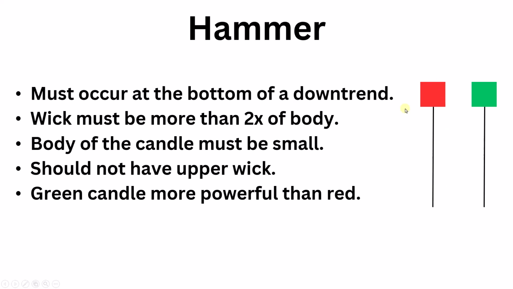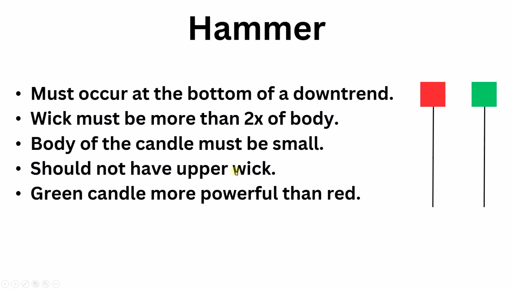Okay. The body of the candle must be small. If you see here, this is the length of the body. This is a small body. This is okay. The body should not be from here till here. Okay. Or from here till here. It is not valid. The body must be as small as possible.